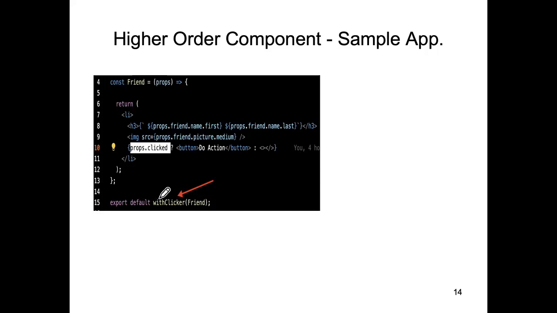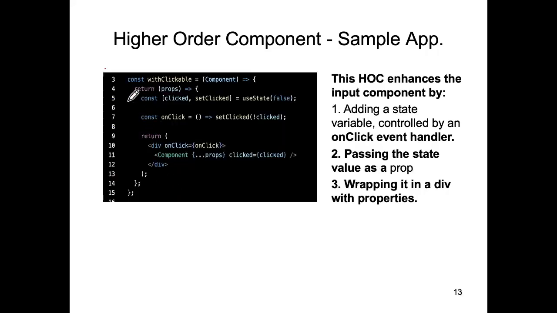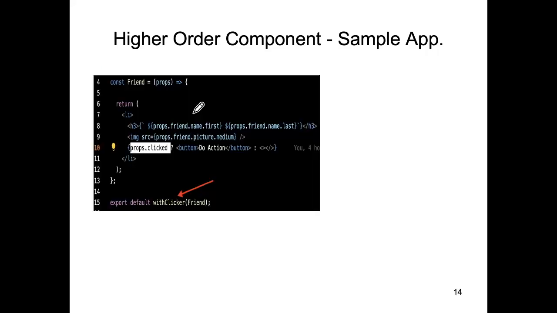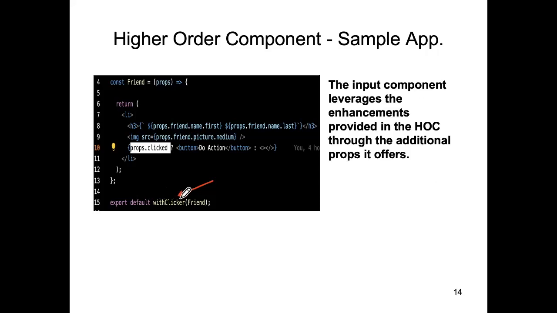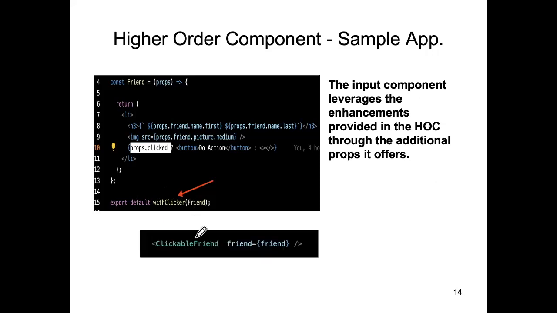And of course, we know from the previous slide that what this is going to return is essentially this component here, which has the state variable, et cetera, and the on-click handler. So I'm exporting, if you like, the output of the withClickable function. And that's what you are going to be using in the rest of your app. So ClickableFriend here is going to correspond to whatever was returned by this function.